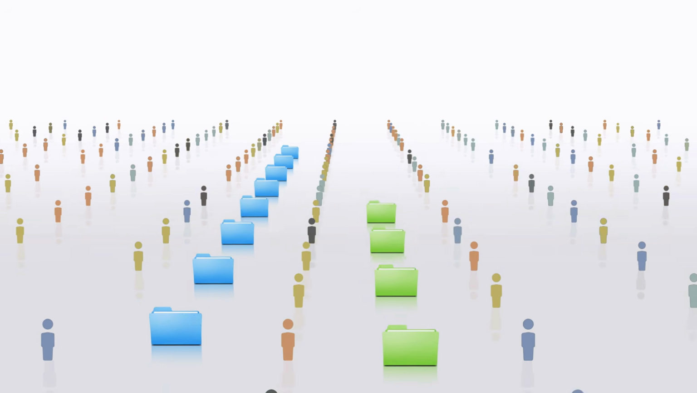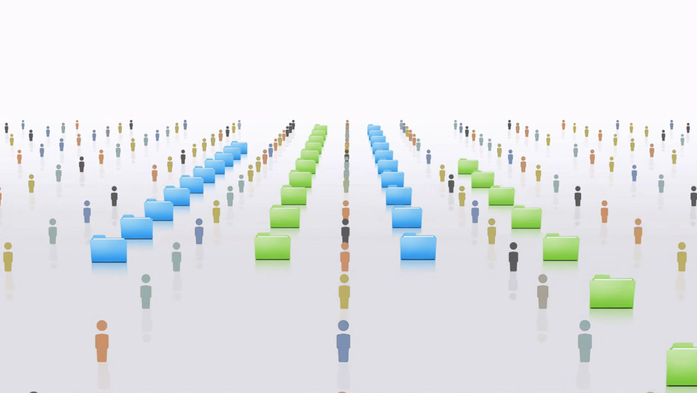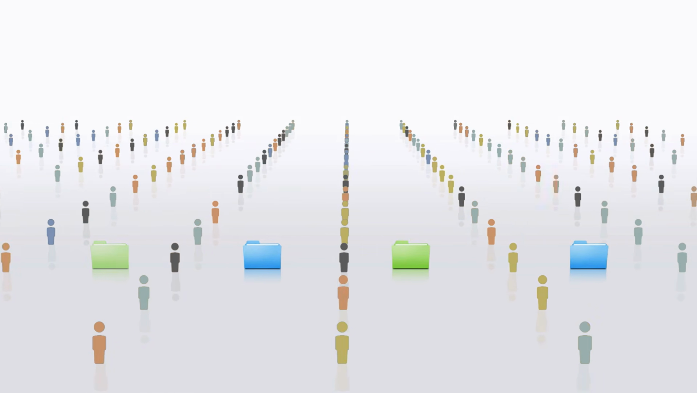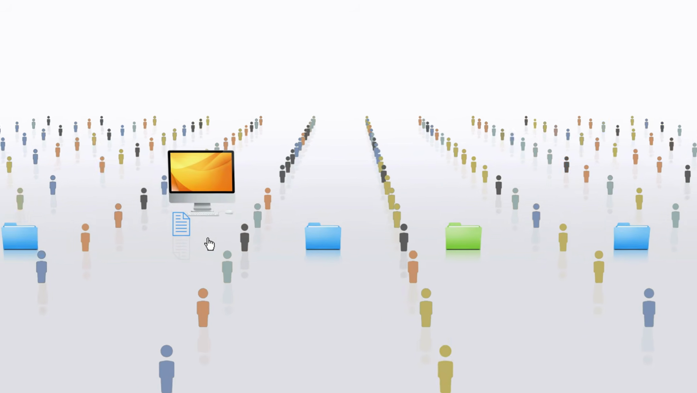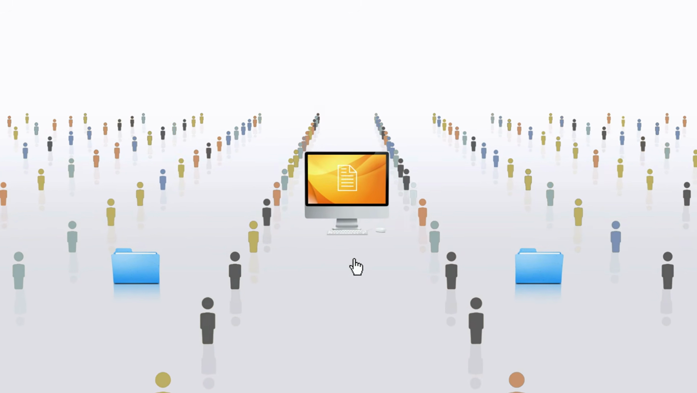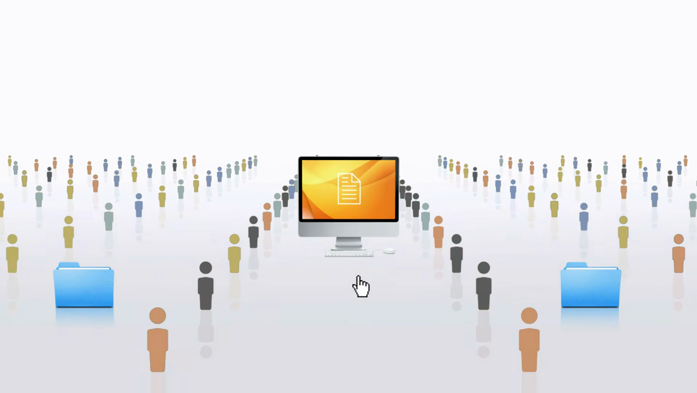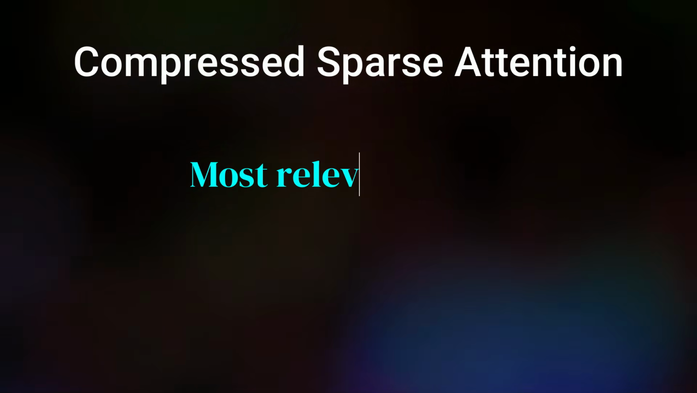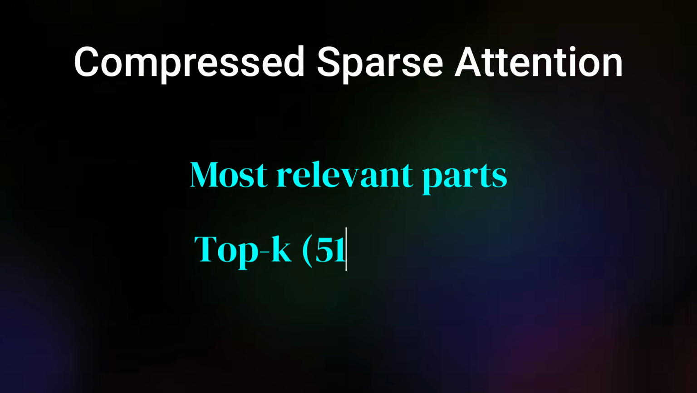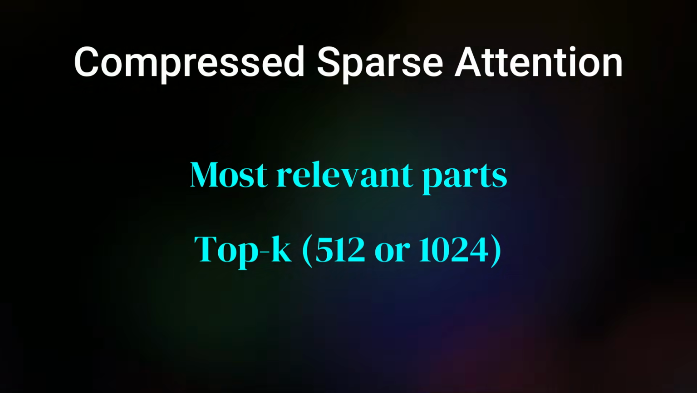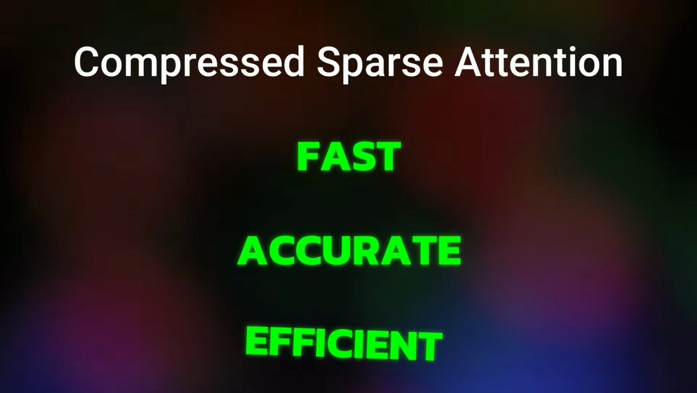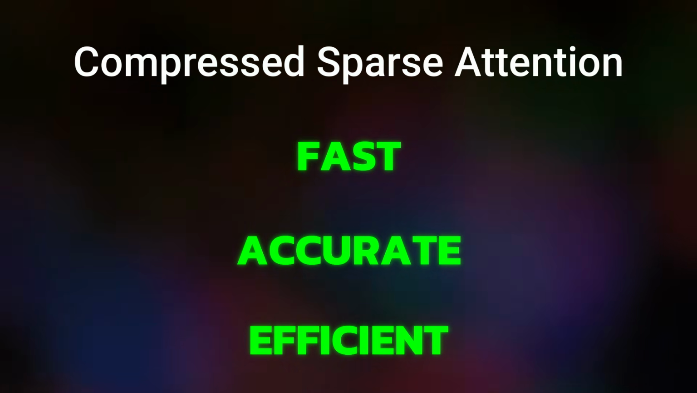Think of CSA like a smart library system. Imagine you're searching for one book in a library with millions of pages. You would not read every page, right? You would use an index. That's exactly what CSA does. It compresses key value memory by 4 times and then uses something called the lightning indexer to find only the most relevant parts. Instead of checking everything, it selects only the top 512 or 1024 blocks for attention. Result: high precision retrieval with way less memory, fast, accurate, and efficient.